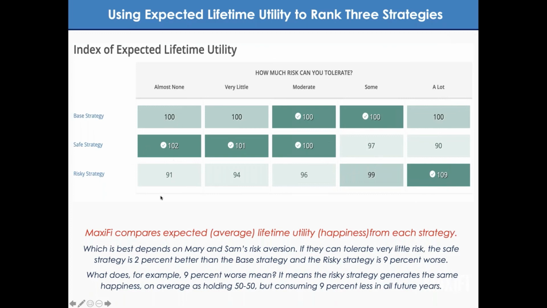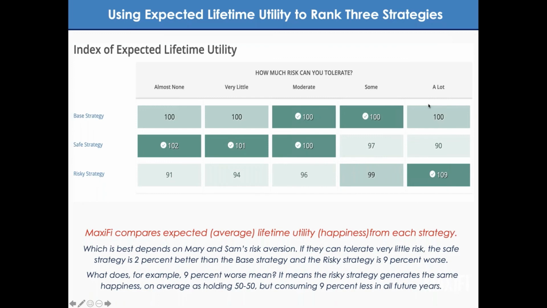Well, that's like 8% worse, because this couple is not very risk tolerant in this context if they say they can't tolerate much risk. So the risky strategy is just not making them very happy. On average, it's going to make them worse off than if they were to do the base strategy and certainly the safe strategy.